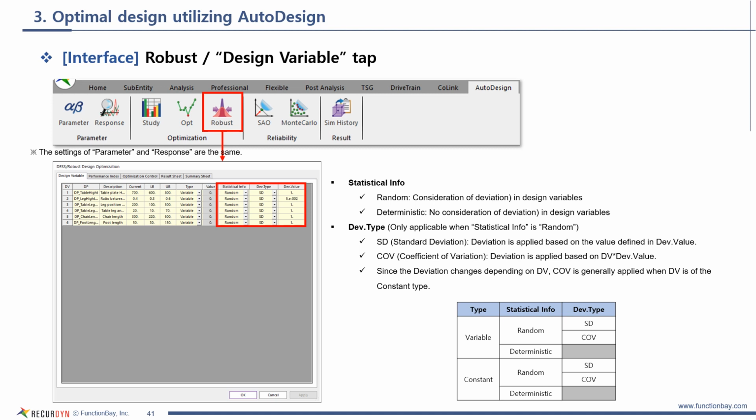If you set it to SD, standard deviation, the value entered in the dev value field is directly applied as the deviation. If you set it to COV, coefficient of variation, the deviation is applied as a ratio. The deviation is calculated as the product of the deviation and the value entered in the design value field. This allows the deviation to be applied differently depending on the design variable. Generally, when the design variable is of a constant type, you define the deviation using COV.